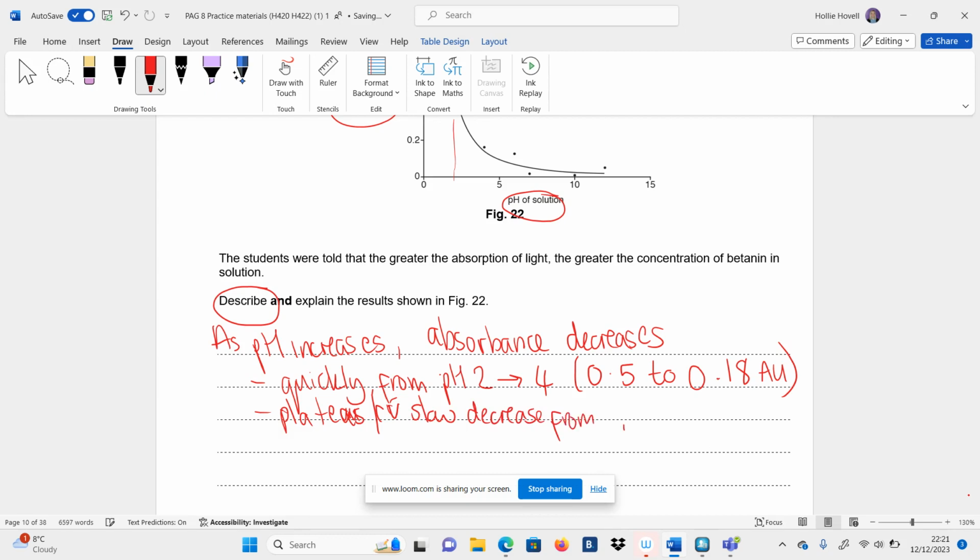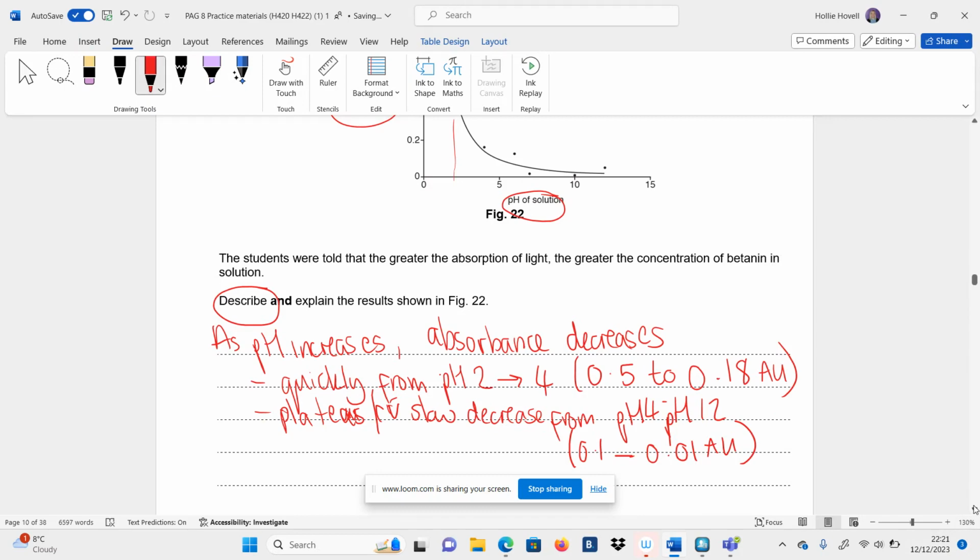from pH, see, I'm quoting the numbers. I try and get into that. pH 4 to pH 12, when it went from 0.1 to 0.01 arbitrary units. Try and read them as accurately as you can, but it's not much of a scale on there. So that's your describe, something like that.